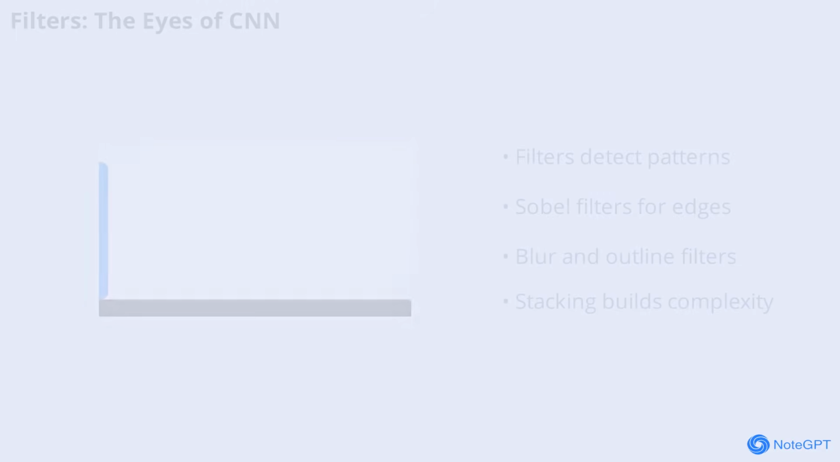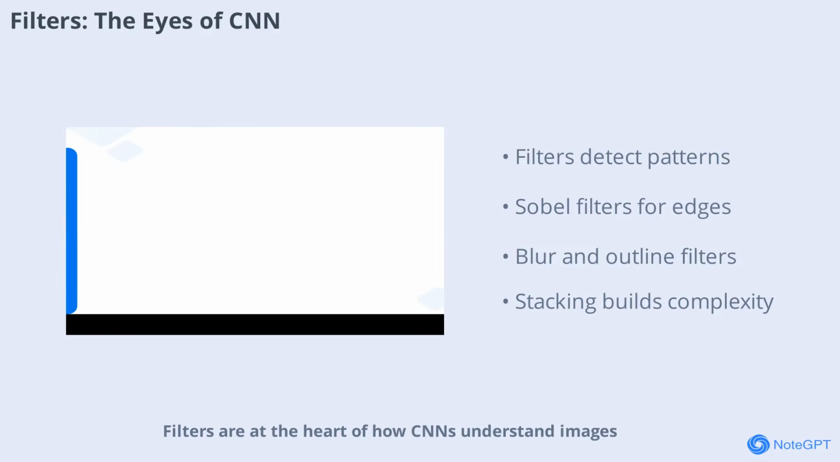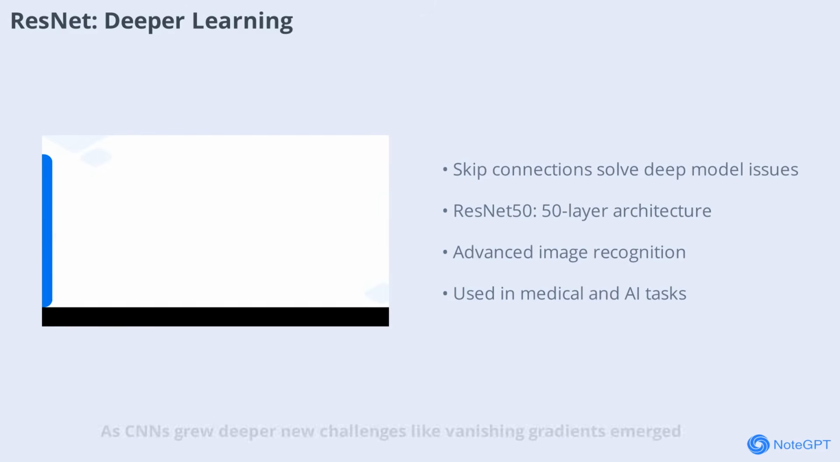Filters are at the heart of how CNNs understand images. Each filter is designed to detect specific patterns, such as horizontal or vertical edges, outlines, or even to blur the image. For example, the horizontal and vertical Sobel filters are commonly used to highlight edges in different directions, while blur filters smooth out details. Outline filters help in detecting the boundaries of objects. By stacking multiple filters, CNNs can build up a detailed understanding of the image, layer by layer. The choice and combination of filters are crucial for the network's performance, especially in specialized tasks like medical image analysis or facial recognition.